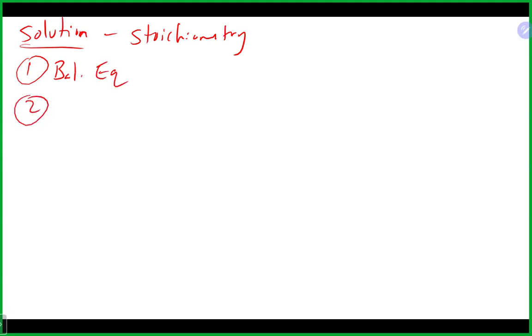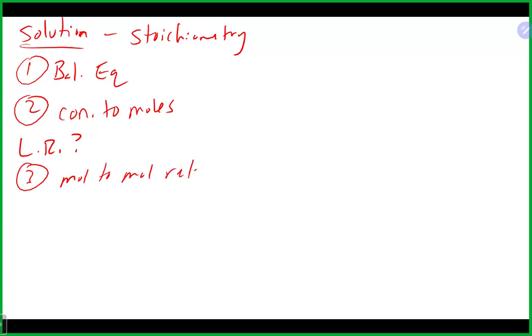We always want to convert whatever they give us to moles. We also want to determine, is it a limiting reagent type of problem? Then we want to use our limiting reagent and do our mole to mole relationship. And lastly, take those moles to some other unit. So really it's these same four steps. The main difference here with solution stoichiometry is we incorporate molarity and volume a lot.